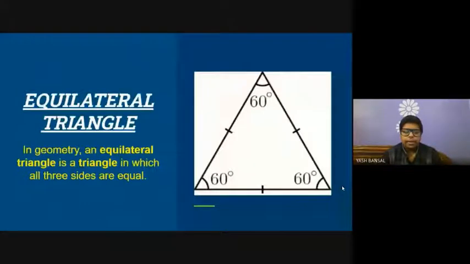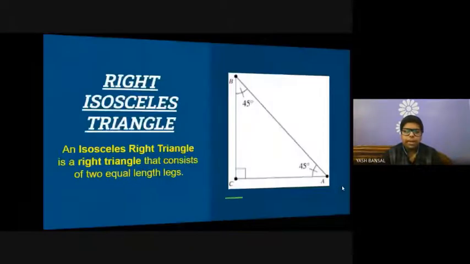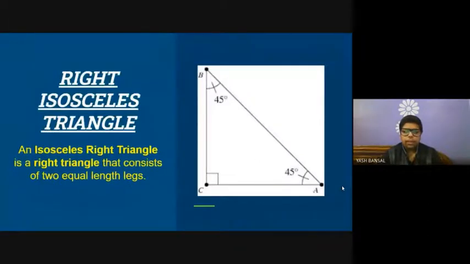Equilateral triangle. In geometry, an equilateral triangle is a triangle in which all three sides are equal. Right isosceles triangle. An isosceles triangle that is right angled consists of two equal length legs.